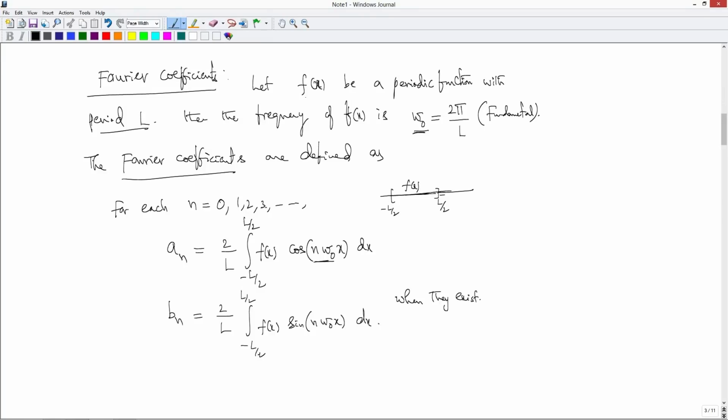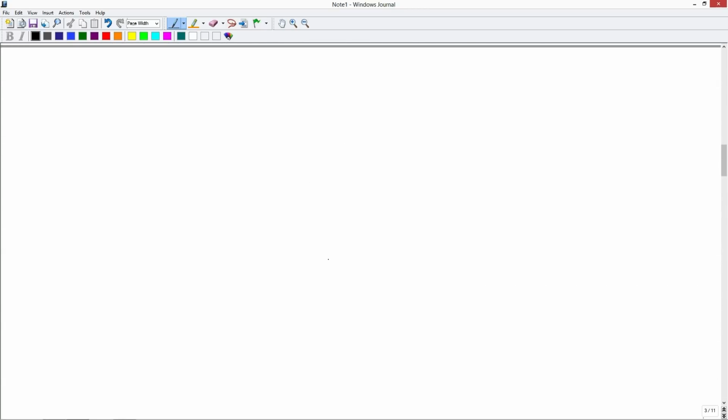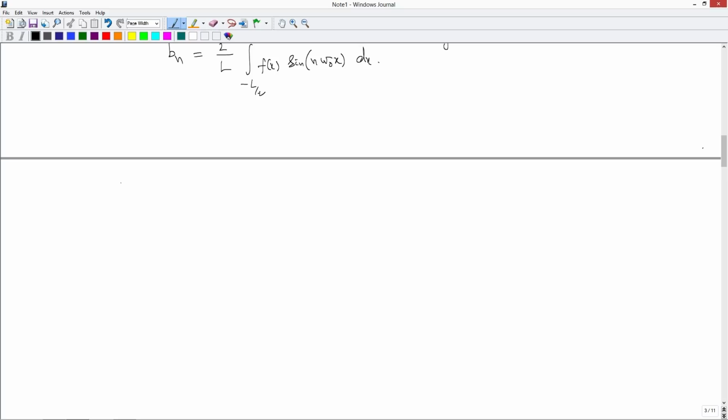Omega naught, starting with n equal to 1, is the fundamental frequency, and for 2, 3 and so on you get different other frequencies. They are all discrete because n is running from 1 to infinity or 0 to infinity. So, you have a periodic function, which is a time signal, and you break this into discrete frequencies, all of the form n omega naught. If I write it like this, there is a one-to-one correspondence. So, what is this one-to-one correspondence?